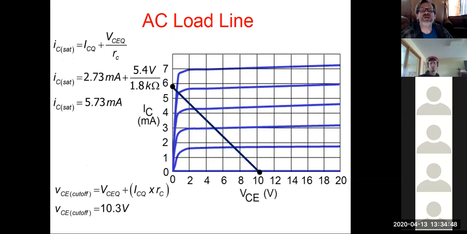Then we look at our AC response and notice it is different. This is where we come up with our points. We look at ICQ, the VCEQ divided by the RC. These are all AC response points. We'd have to use that approximate circuit when we go through. And remember that these resistors are all going to be in parallel, and coming up with RC is like a beta RE, if you recall. So these are all formulas.